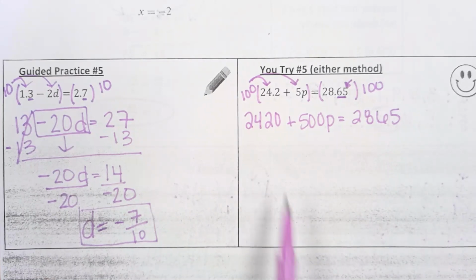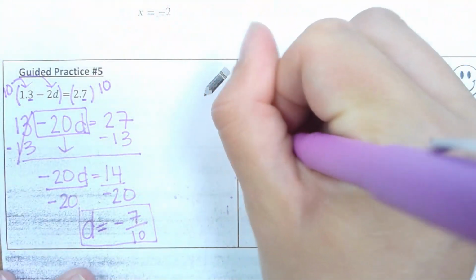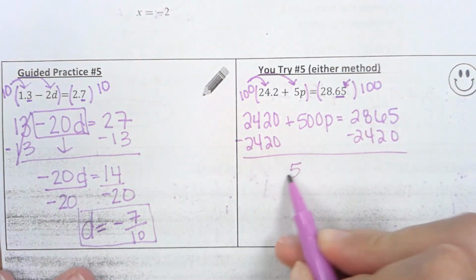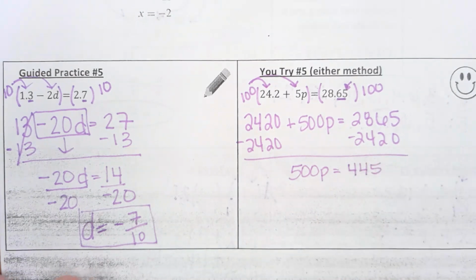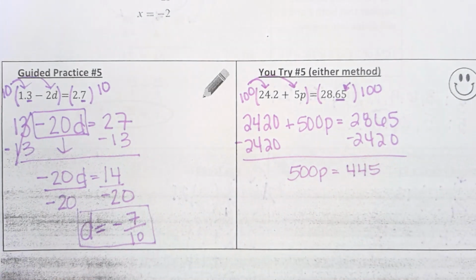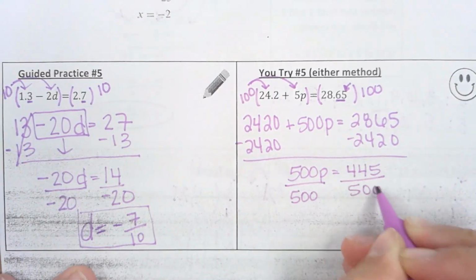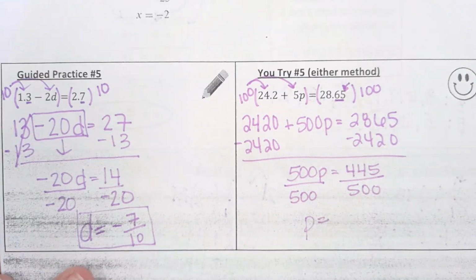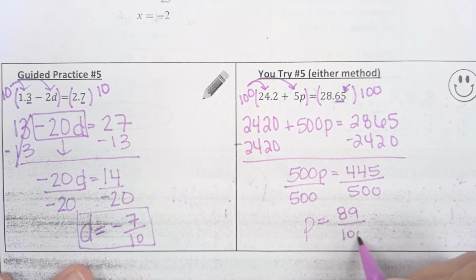All right, so now just solve your basic two-step equation now. So to get p by itself, I'm going to subtract this 2420 on both sides. And we're going to be left with 500p equals 445. And then our last step is to divide by that 500 on both sides. And again, it will not go in evenly, so I just need to reduce it. And I believe if we reduce it by 5, that will be reduced all the way. So 89 over 100.